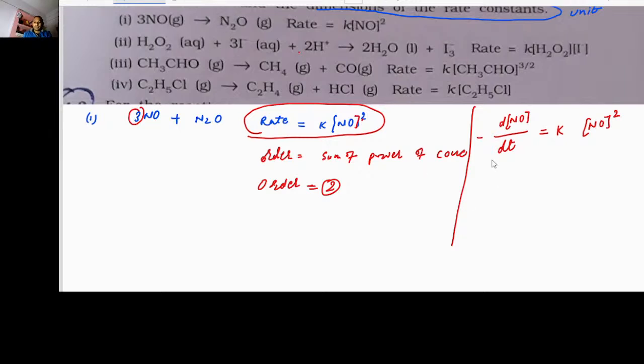Now here the concentration is in mole per liter, so mole liter inverse, and time is in seconds. Here k, and mole per liter squared, so I write mole per liter one more time. This mole per liter cancels with one of the squared terms.